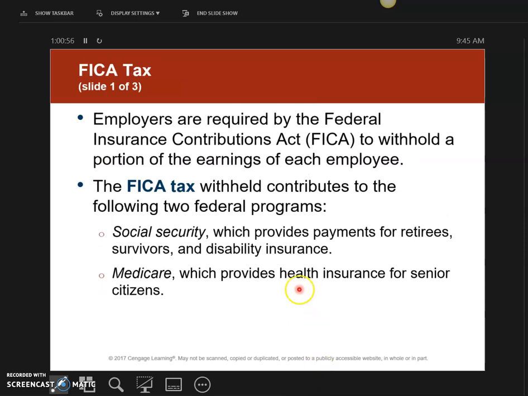Okay, so we're going to talk about employee taxes, things that come out of your paycheck. The biggest thing you're going to see is called FICA tax. Under FICA, you're going to have Social Security and Medicare. These payments that come out of your payroll are not monies you will get back. The only refund you're going to get back is federal income tax or state income tax. These have to be withheld no matter what.